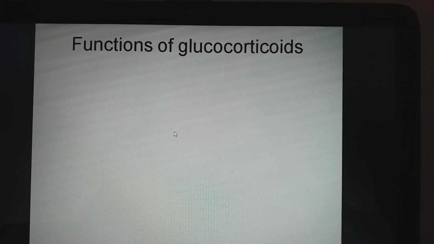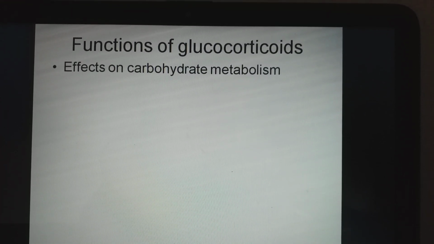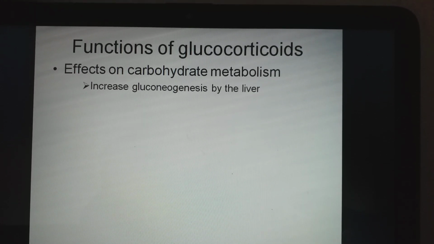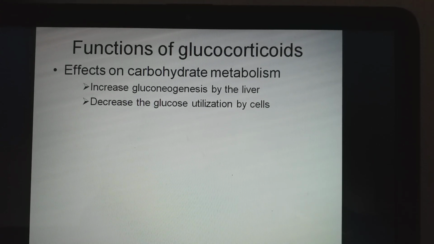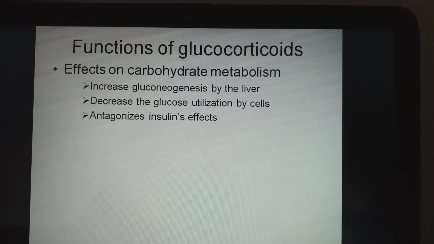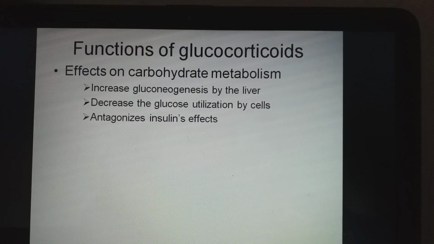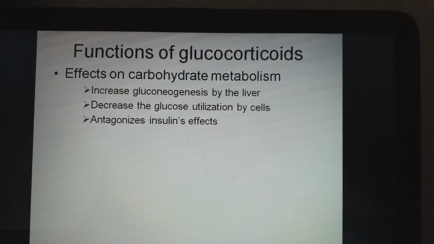So what are the main functions of glucocorticoids? First, their function in carbohydrate metabolism. Their main function is to increase the blood glucose level. For that, they increase gluconeogenesis, the glucose production by the liver, and decrease glucose utilization by cells, as well as antagonize the effects of insulin. You know the function of insulin is to decrease the blood glucose level. However, cortisol antagonizes or blocks the action of insulin, thereby increasing the blood glucose level.